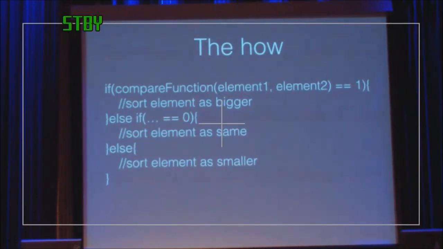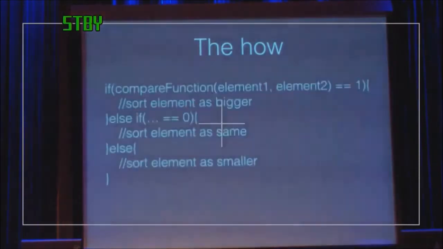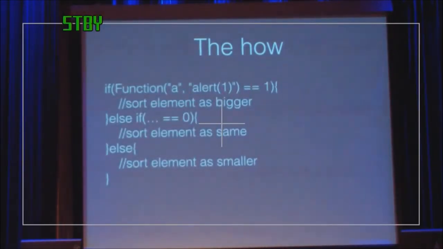This is basic stuff. So if we put in what we wrote here, Function, a, and alert(1), we get pseudocode that looks like this: if Function(a, alert(1)) equals 1, etc. To simplify this, we must look at how the Function constructor deals with multiple arguments. What happens if you just write Function(a, alert(1))?